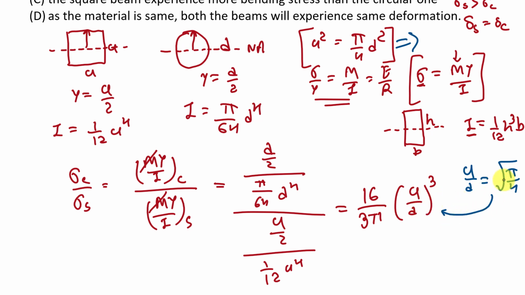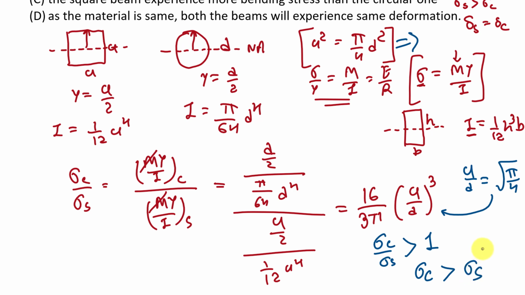So if you put root pi by 4 instead of a by d, and calculate this value, then it will be greater than 1. Means we can say that sigma c divided by sigma s is greater than 1. So we can say that sigma c is greater than sigma s.